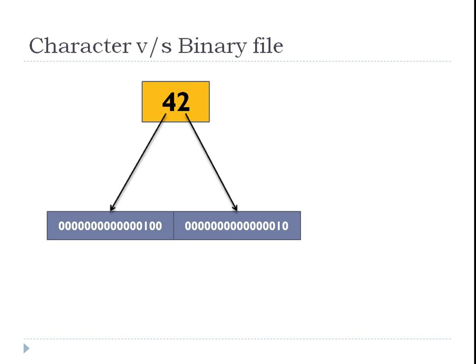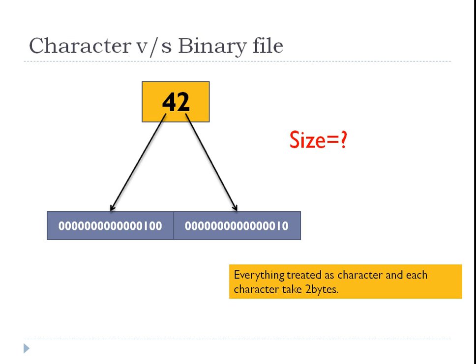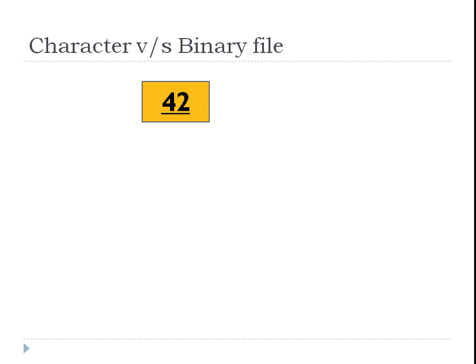So a total of 4 bytes is required. If we store this information in a character file, it will take 4 bytes. Now we will see the same information in a binary file. In a binary file, this number will be stored as a single byte data type, and the byte data type size is 1 byte.